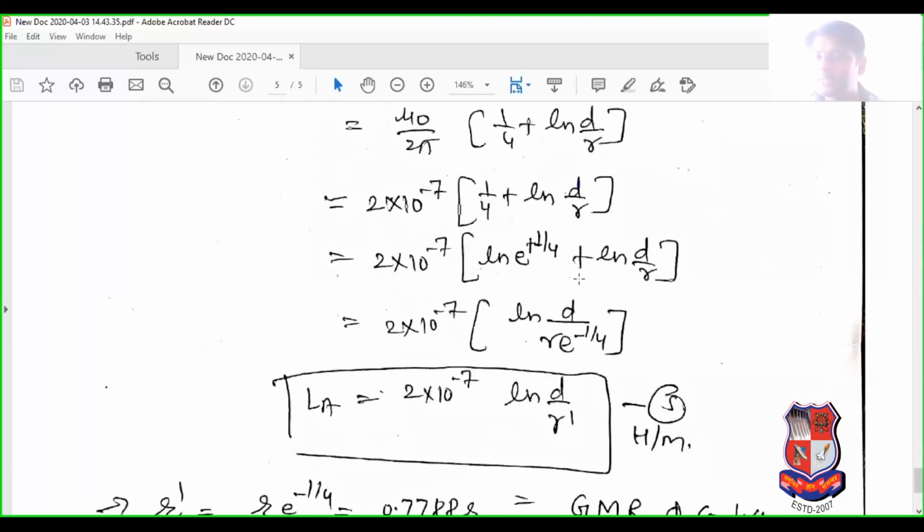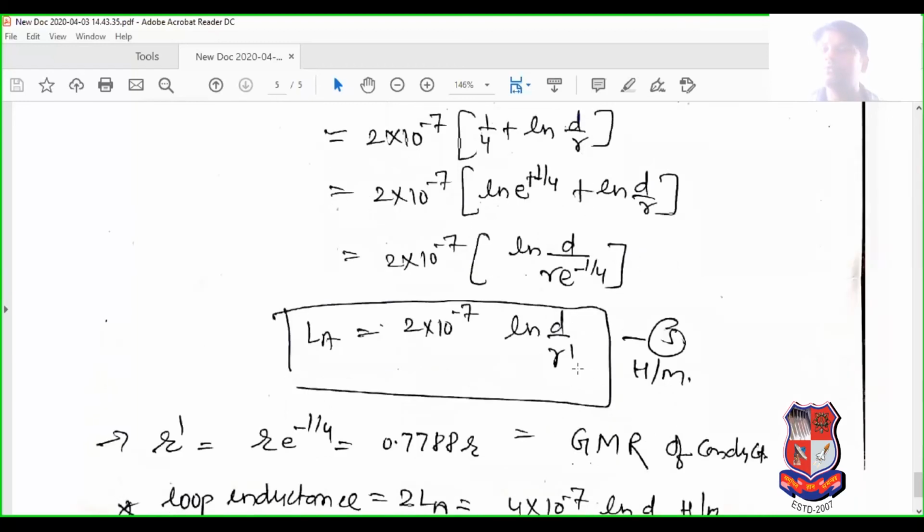ln a plus ln b, and ln d upon r comes below, so r into e raised to power minus 1 by 4. Let r e raised to power minus 1 by 4 be equal to R dash. So the final value of inductance of a single phase two wire line is 2 into 10 raised to minus 7 ln D upon R dash. What is R dash? R dash is equal to R into e raised to minus 1 by 4. The value of e raised to minus 1 by 4 is 0.7788, into R.